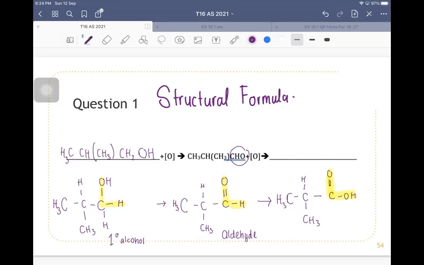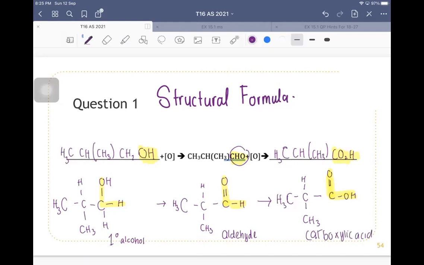Next, writing down the structural formula of my carboxylic acid from my displayed formula. CH3, CH, and don't forget the other CH3, COOH. So you can clearly see the functional group alcohol, aldehyde, carboxylic acid, and that is your oxidation of primary alcohol. So you don't have to worry about the naming here, carboxylic acid. Right? So that's the first example.